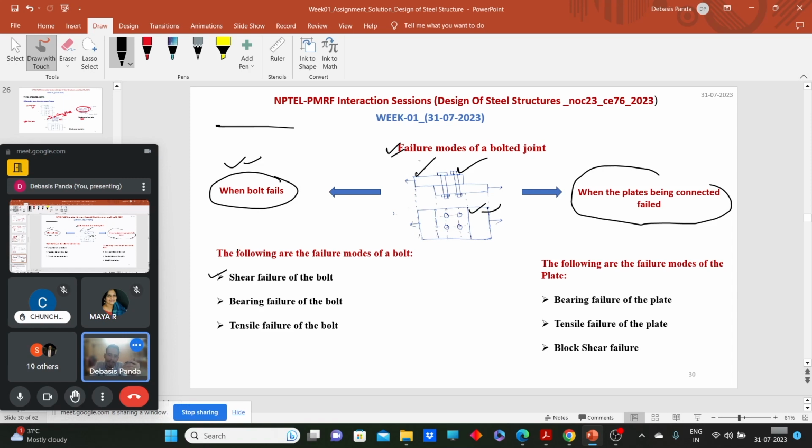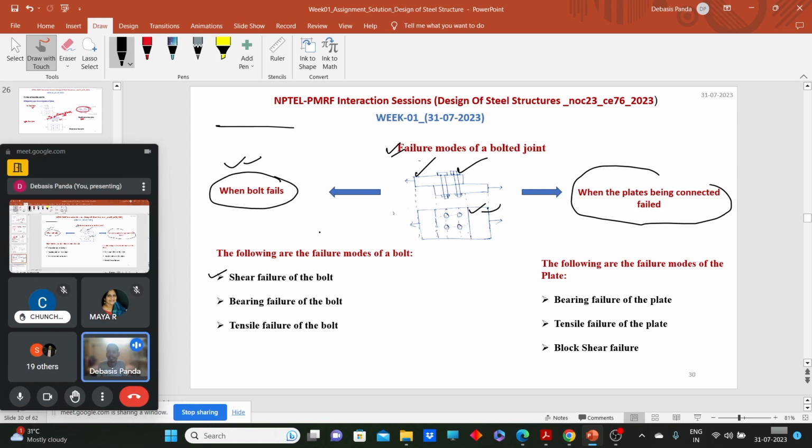We are not talking about the frictional type of bolt. Frictional type of bolt will also be covered, but now we are sticking to the bearing type of bolt. So now recall that load transfer mechanism. How will this bearing type of bolts transfer the loads? Through shearing and bearing action.